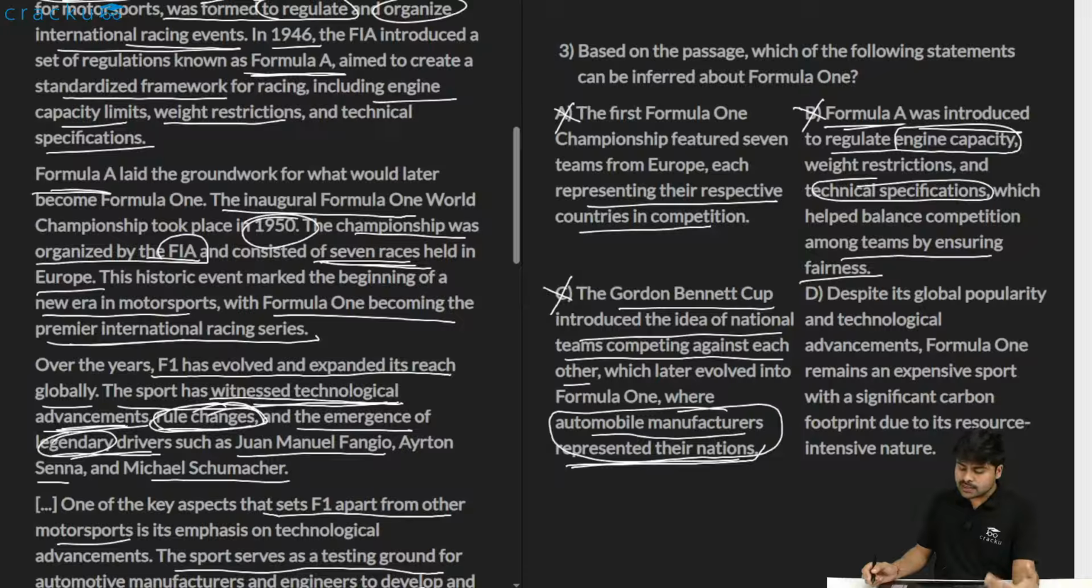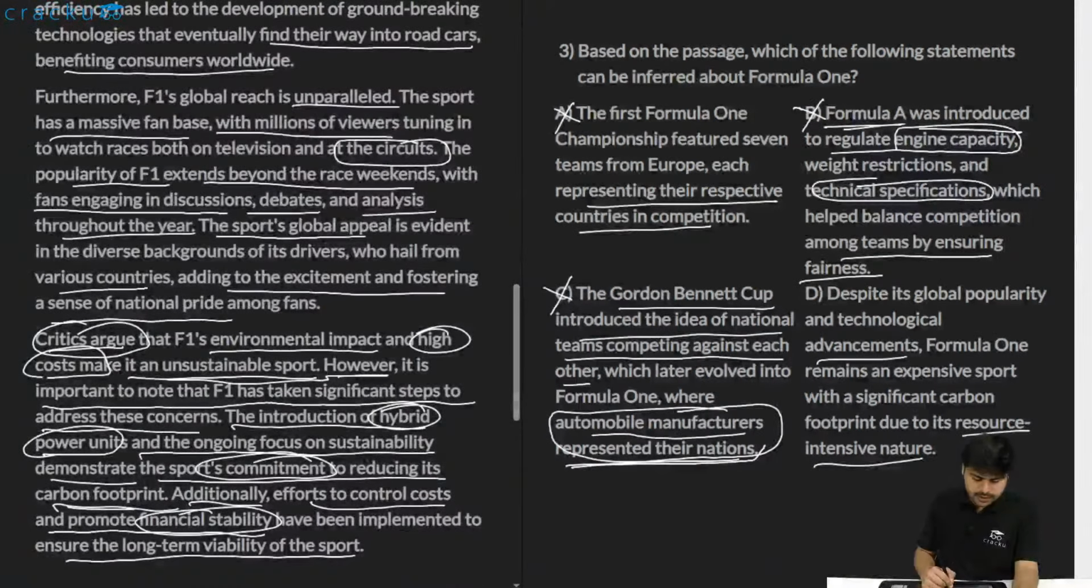D says, despite its global popularity and technological advancements, Formula One remains an expensive sport with a significant carbon footprint due to its resource-intensive nature. That is true. It has been discussed in the last paragraph. Critics argue that F1's environmental impact and high costs. So high costs means that it is expensive and it has a carbon footprint because it is a resource-intensive sport, right? So D does not really distort the information provided in the passage.